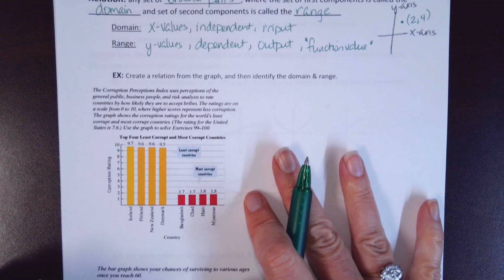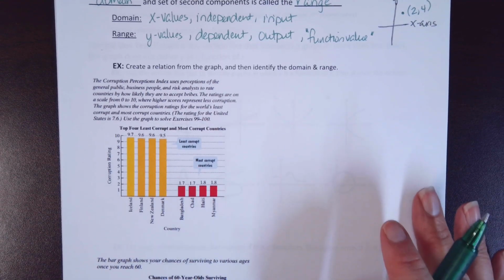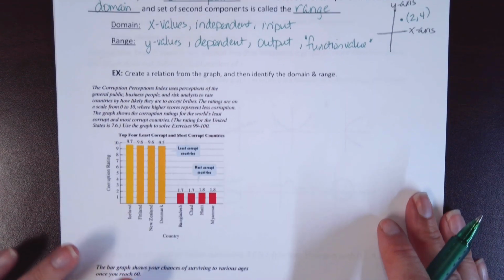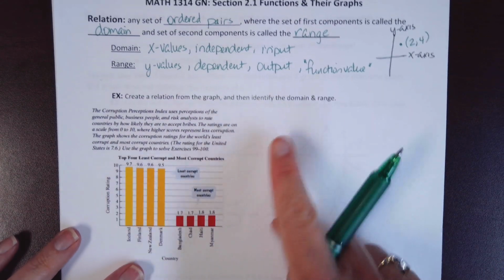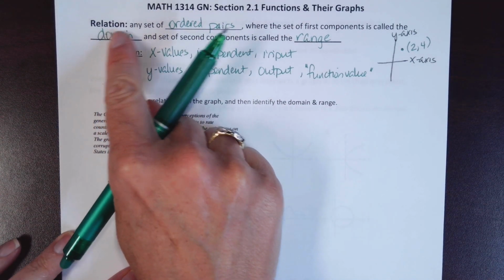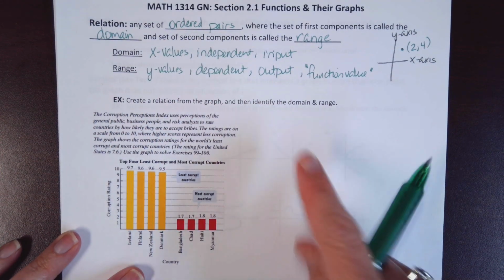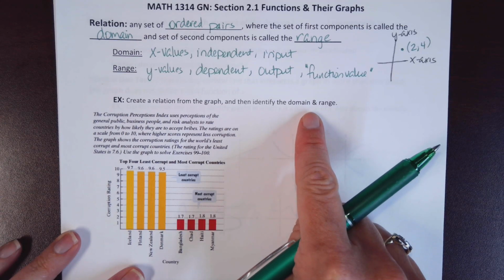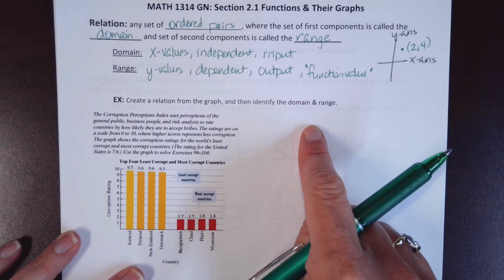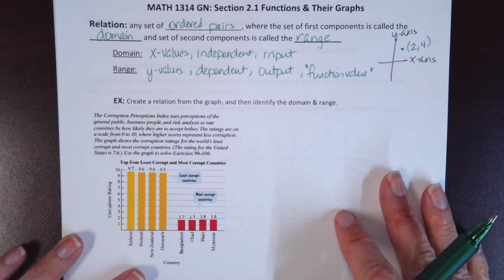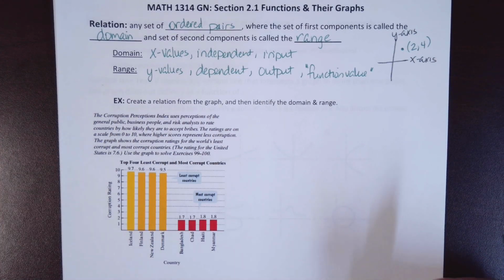All right, here's our first example. We're going to create a relation from the graph and then identify the domain and range. Now I want to reaffirm a relation is any set of ordered pairs. I don't have restrictions on what makes up a relation at all. A relation, even though there are no restrictions on it, will still have a domain and range. So I encourage you to go ahead and pause the video, read this explanation, and take a really good look at the graph.